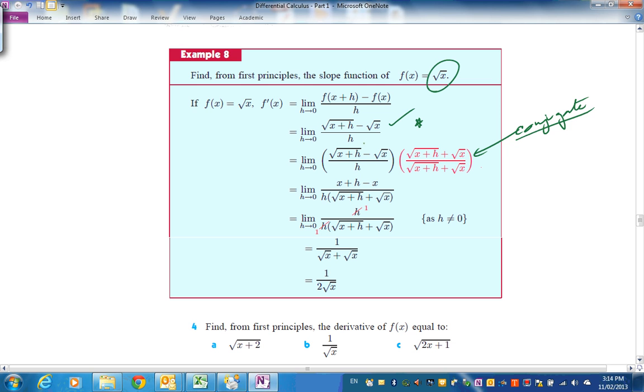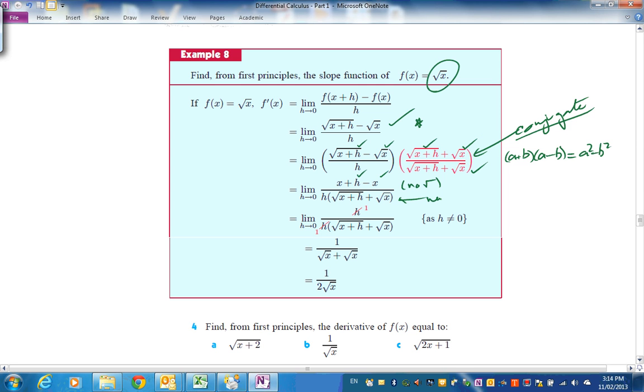So if I multiply root x plus h take root x by root x plus h plus root x, I get the first one squared minus the second one squared. Do you remember? A plus b by a take b is a squared take b squared. And that nicely gets rid of square roots. No square root in that line there. But you've got to do it to top and bottom. And the bottom becomes a mess.